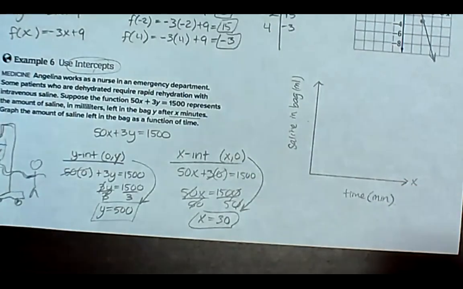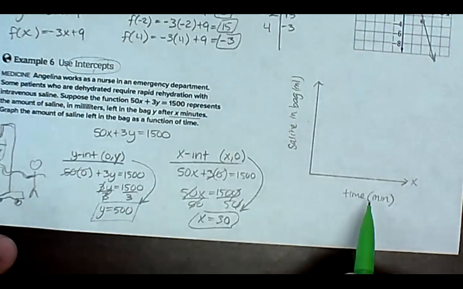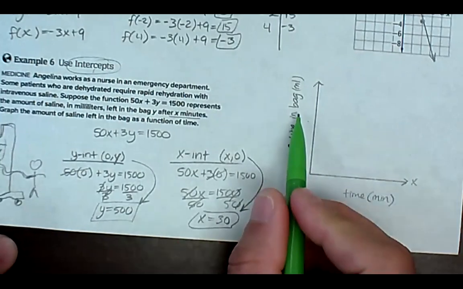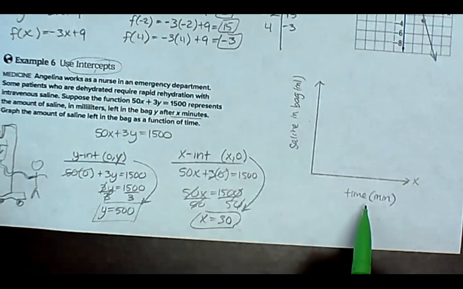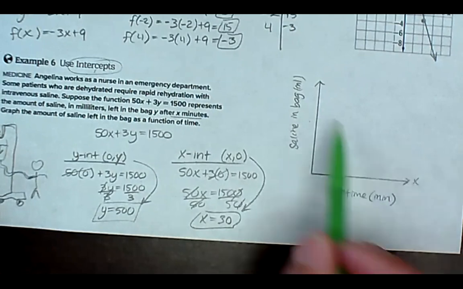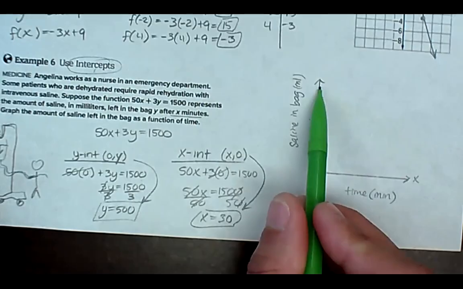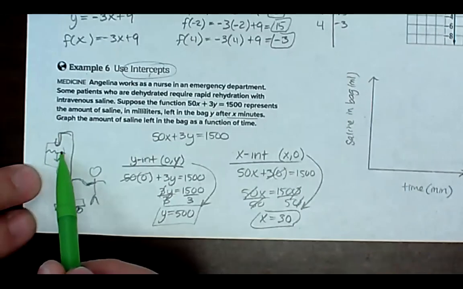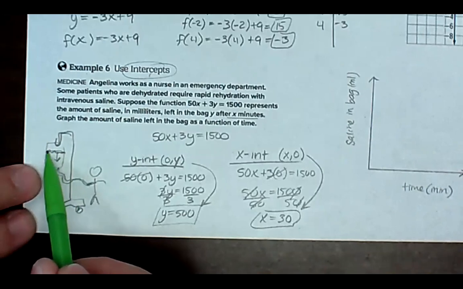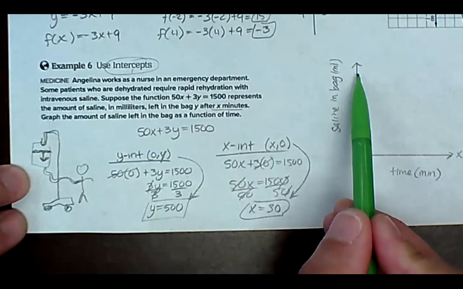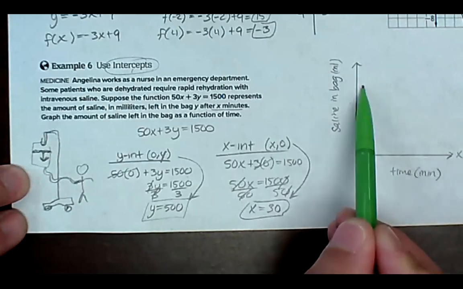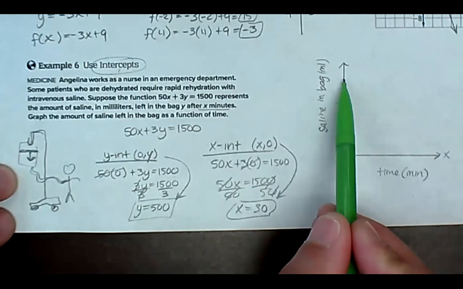So x is time, y is the amount of liquid in the bag. So this means that I have a point right here at x is 30. I can label this however I want. And you have to remember that the saline starts at, the bag is, I guess we can consider it full, or the most liquid that it has. It starts with the most amount of liquid and then it starts going down. So our y-intercept will be up, and then the line is going to take us down because the saline is going to go down as time passes. So you need to understand that the line will go like that.